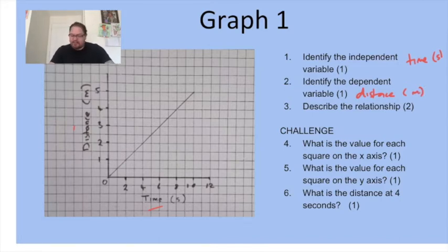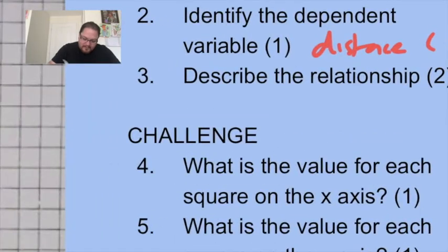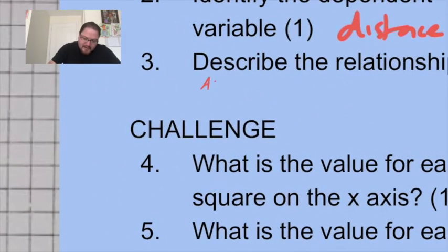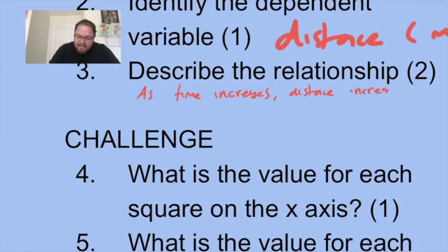Describe the relationship. Now then, this is what we've been practicing. This looks to me like a straight line, so it's going to be a steady rate. As x increases, y is also increasing. So as time increases, distance is increasing at a steady rate. Let's write that down. So what was it? Time and distance. As time increases, distance also increases at a steady rate. Yeah, that gets me 2 marks, see?